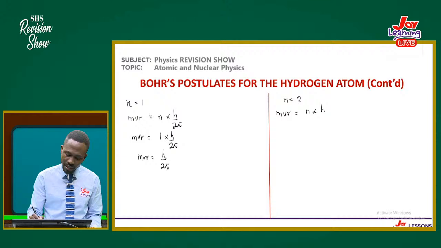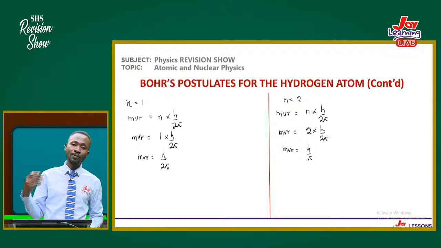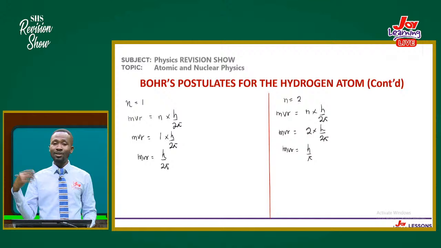We put 2 in place of n there. That gives us mvr equals 2 times h on 2 pi. Then we cancel out, and get mvr equals h on pi. So he says that the angular momentum of the electron in orbit around the nucleus is quantized. It's an integral or positive integral multiple of h on 2 pi.